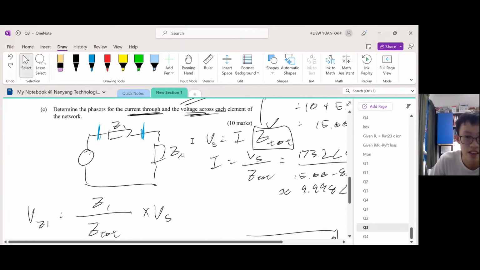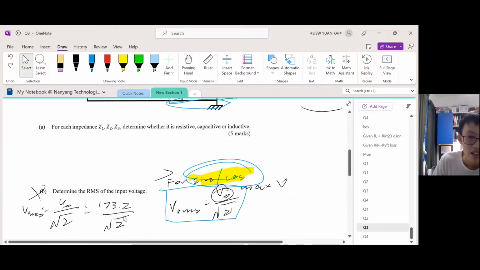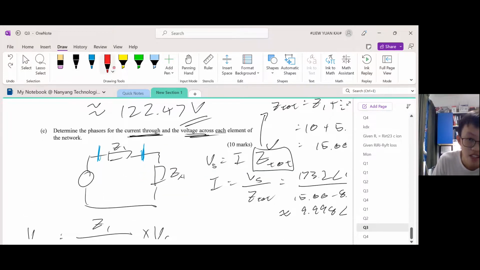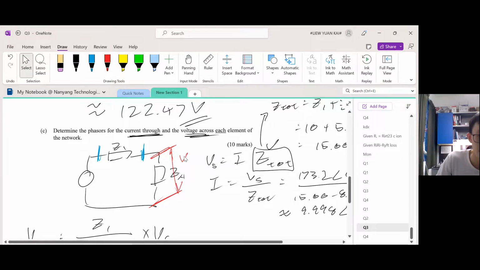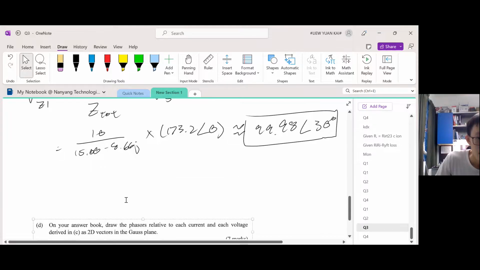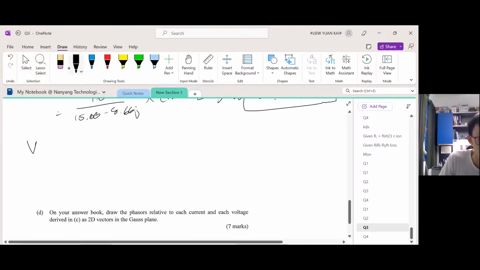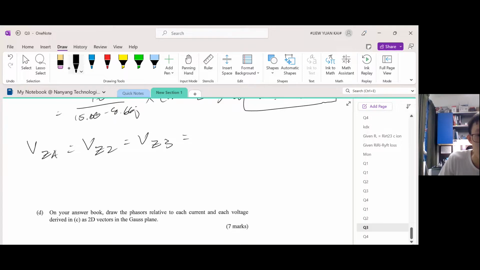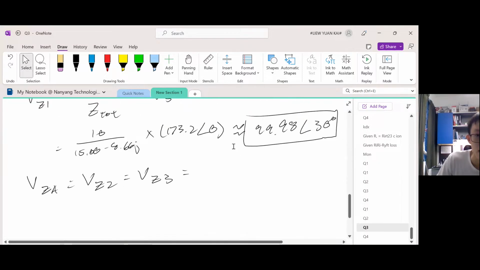So let us go to the equivalent circuit diagram, meaning to say this one. If we can find the voltage difference across ZA, here and here, this voltage difference, then we can find the voltage difference across Z2 and Z3 at the same time. So let us do that. What we can say is V of ZA is equal to V of Z2, which is equal to V of Z3, which is equal to, now I'm going to use the potential divider. So what I should do is use ZA over Z total multiplied by the source.